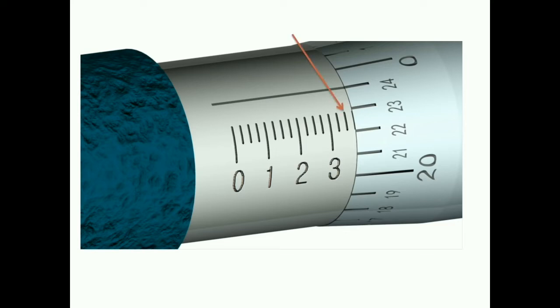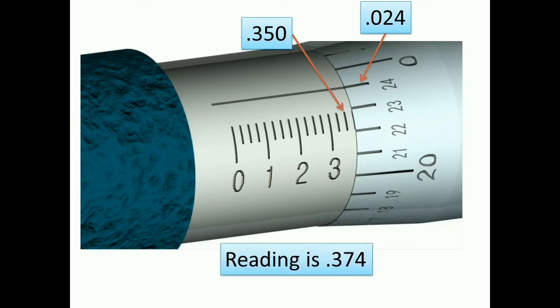And that mark would read 0.350. Now, we can get the next decimal place by reading the thimble scale, and this one, remember, is reading in thousandths of an inch. So this is 20 thousandths, 21, 22, 23. This is 24 thousandths, so that's 0.024. So the reading of this micrometer is the 0.350 plus the 0.024. Think of it as adding 350 and 24. You get a reading of 0.374.